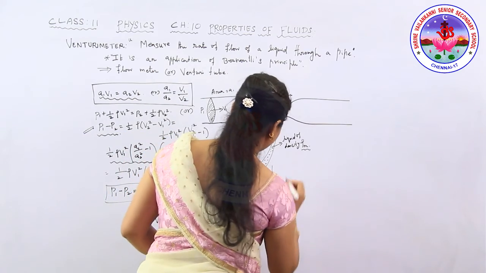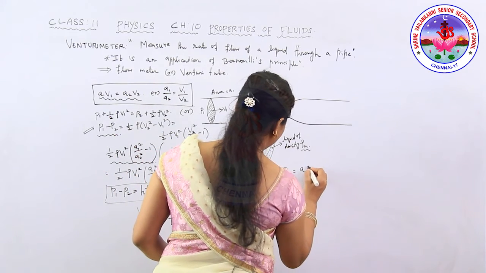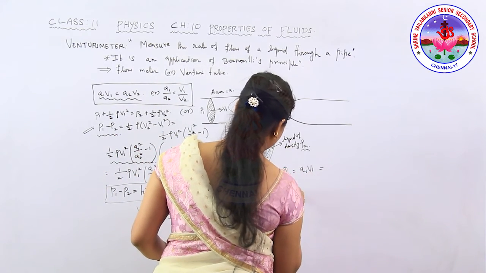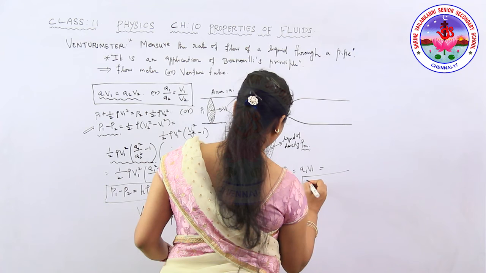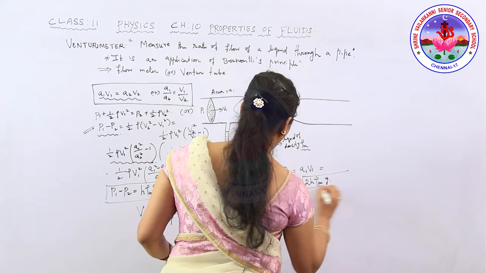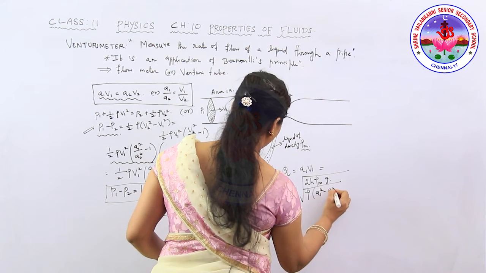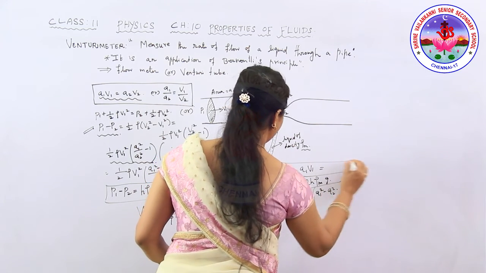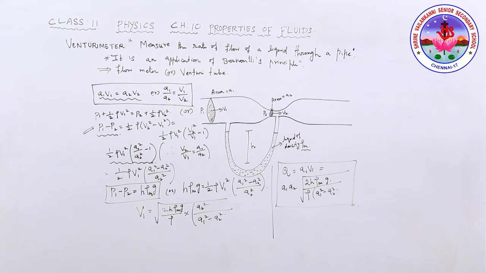Or we can write the Q value. We need the Q value. So Q equals what? A1 V1. We can write that as A1 A2 into the V1 value, which is root of 2h rho m g, whole divided by rho into A1 square minus A2 square. So this is the value we get through the Venturimeter. The Q value is the volume of the liquid flowing out per second.